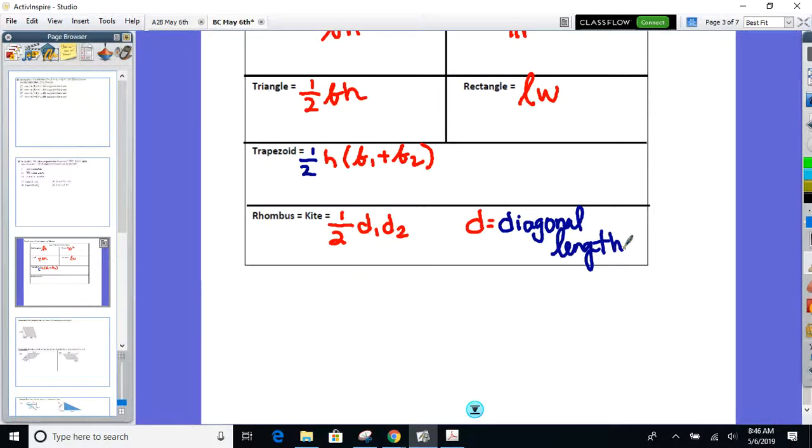I will just forewarn you, these are not on any formula sheet. Okay, so what am I trying to tell you? I'm not going to give them to you. All right, they're not on any formula sheet. All good? All right, let's use them.